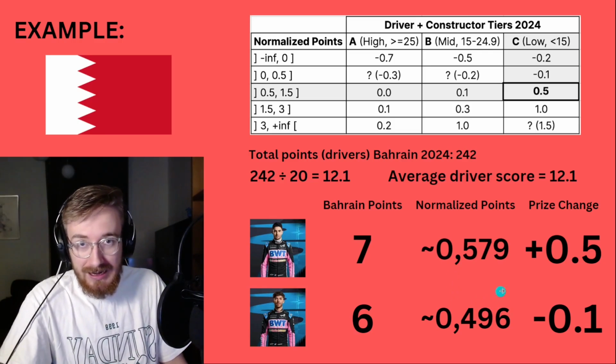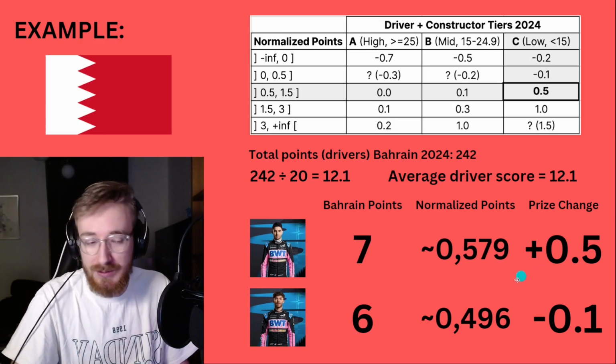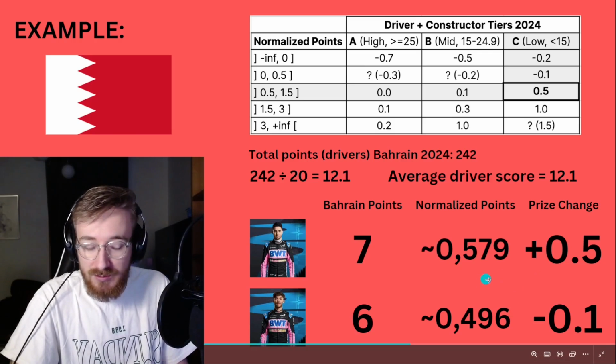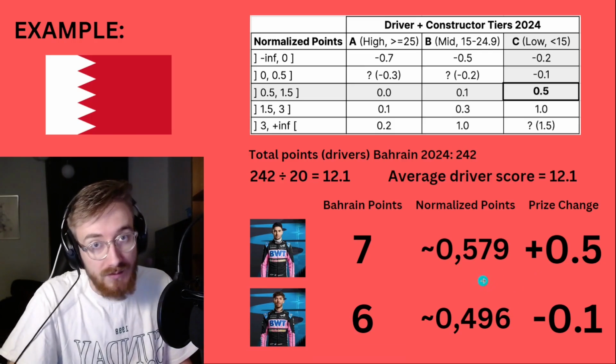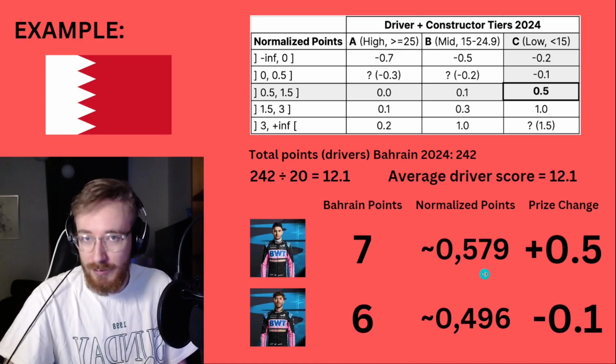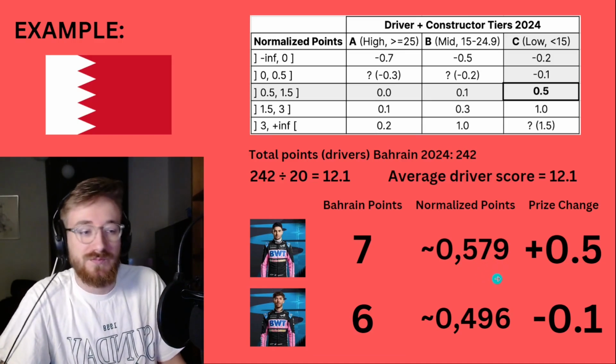0.496. And they must be using some decimals, because if you were to round this third decimal up to 2 decimals, it would have been 0.5. So they must be using some decimals here. We don't know how many, but more than 2.